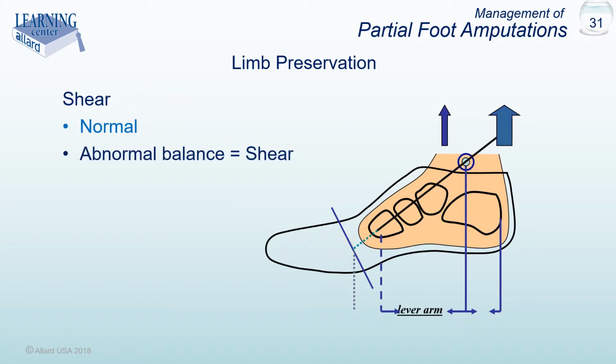With the loss of the length of the anterior lever arm, the posterior muscle group overpowers the now shorter anterior lever arm, thereby creating shearing forces at the distal end of the residuum. If there are calluses seen on the distal residuum, then shearing forces are not being managed and the foot is at risk for further breakdown or the potential for further amputation.